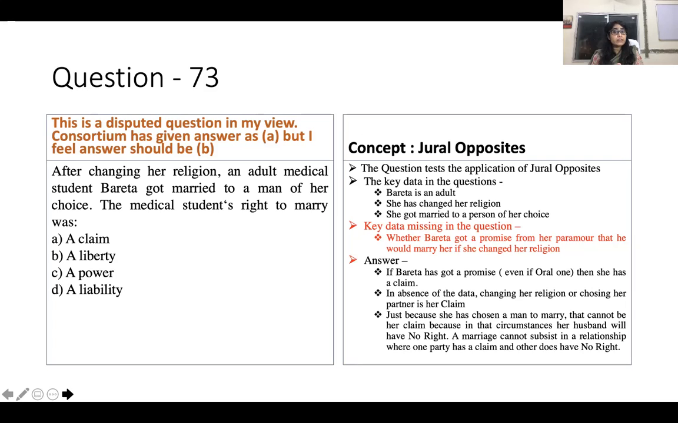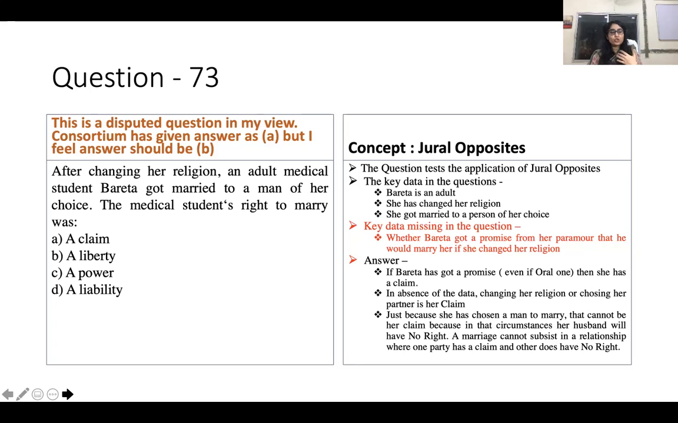She has changed her religion, she got married to a person of her choice, but the key data missing in the question is whether Bareta got a promise from her paramour that he would marry her if she changed her religion. So what will the answer be? If Bareta has got a promise, even an oral one, then she has a claim. In absence of the data, changing her religion or choosing her partner is her claim.